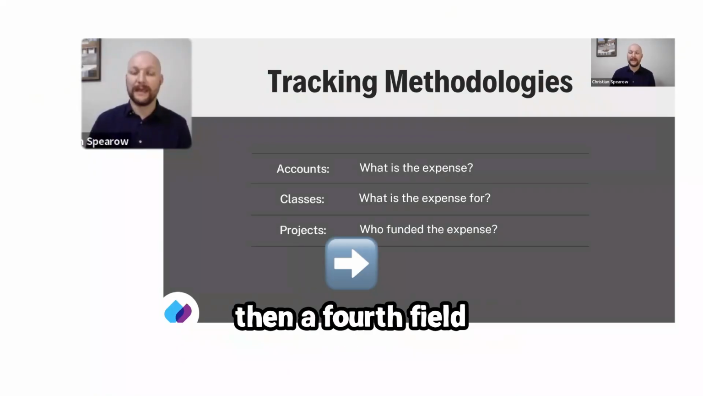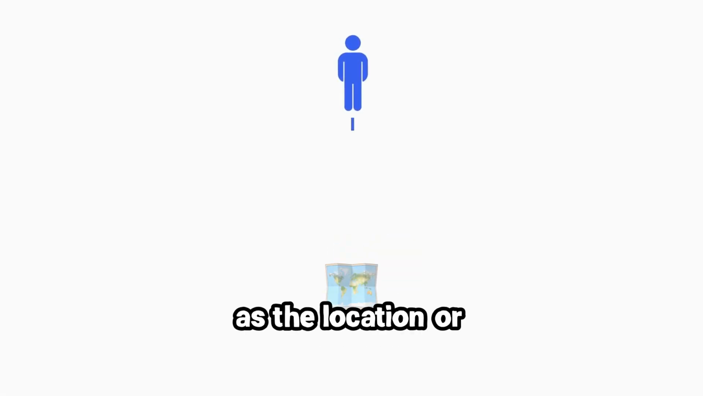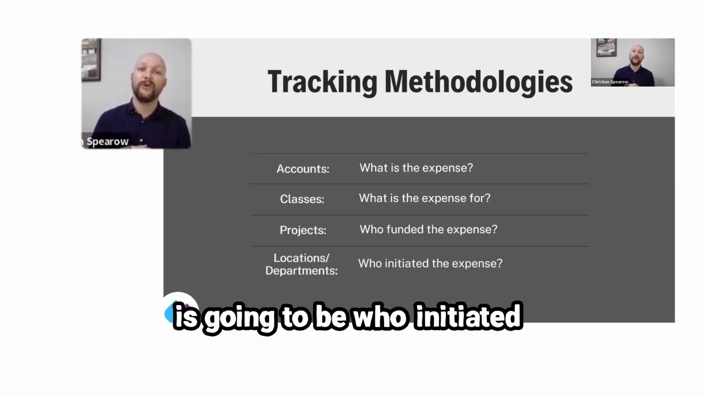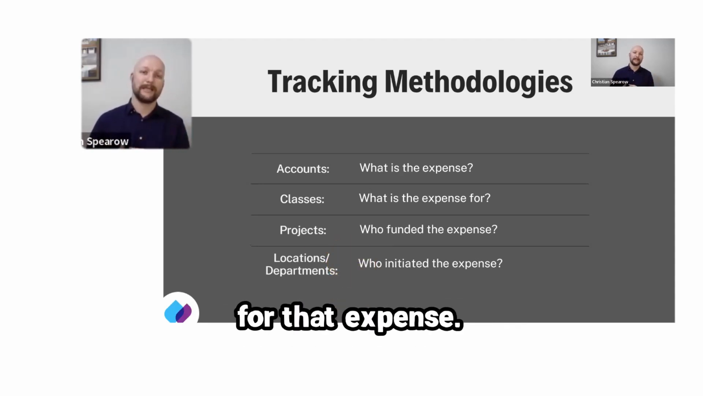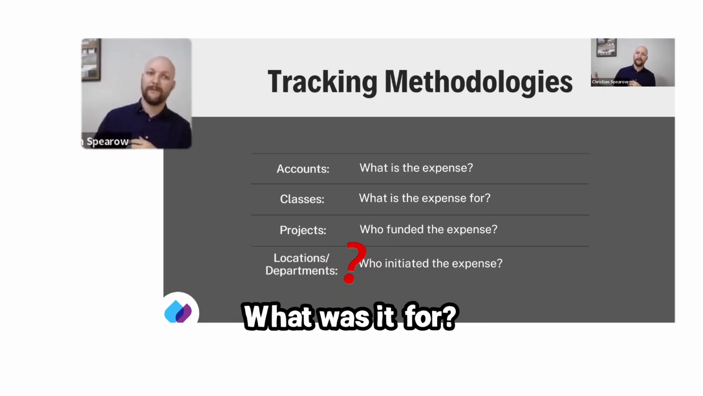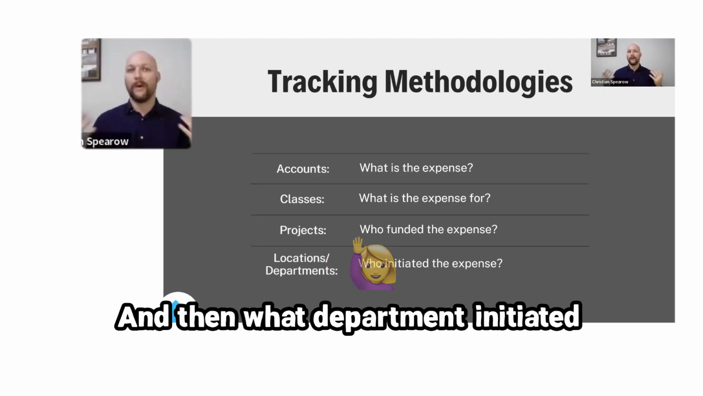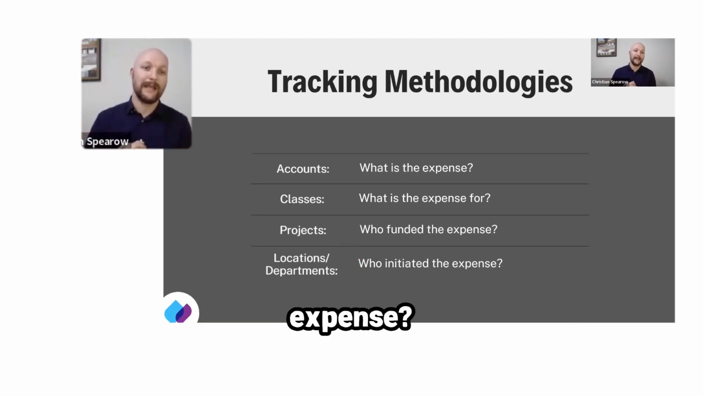And then a fourth field that is available is known as the location or department. And this is going to be who initiated the expense. So we're getting really all facets here for that expense. What was it? What was it for? Who paid for it? And then what department initiated that expense?